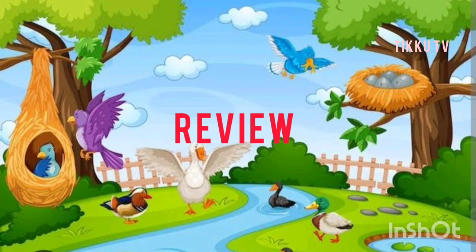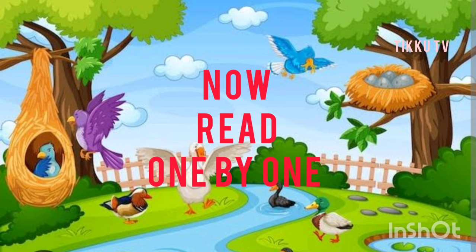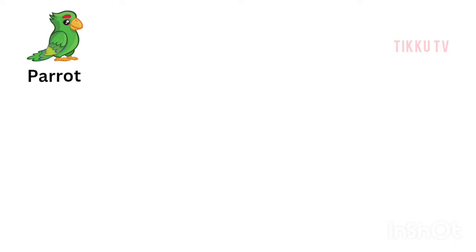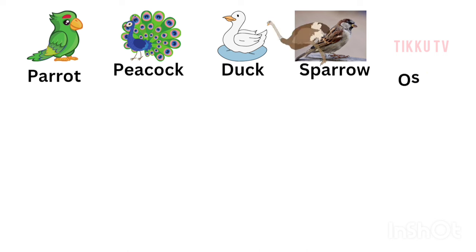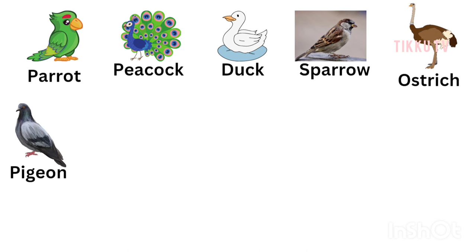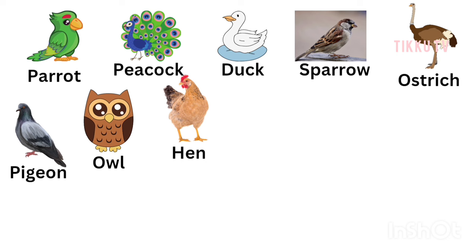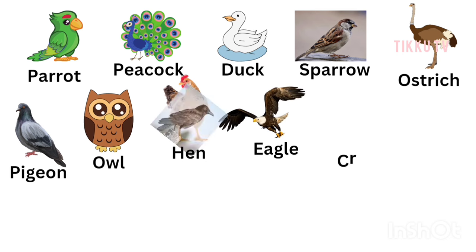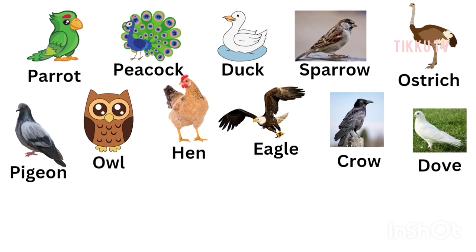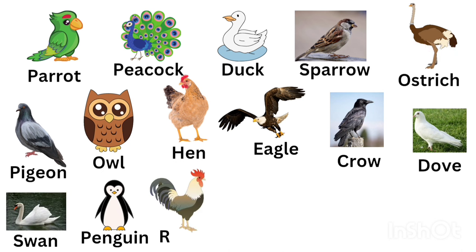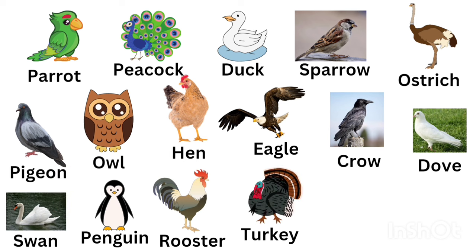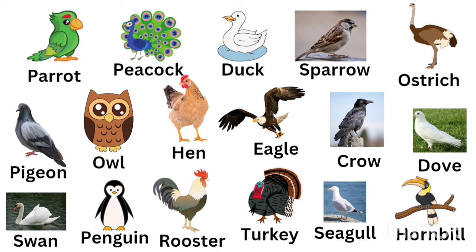Review. Now read one by one. Parrot. Peacock. Duck. Sparrow. Ostrich. Pigeon. Owl. Hen. Eagle. Crow. Dove. Swan. Penguin. Rooster. Turkey. Seagull. And hornbill.